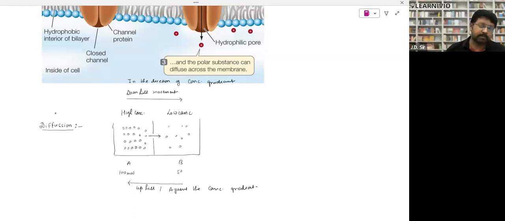Did you get my point? Please note down this one. This is important because I will frequently use the terms uphill movement and downhill movement, and even in questions you can get these terms. Martin, clear? Note down quickly.